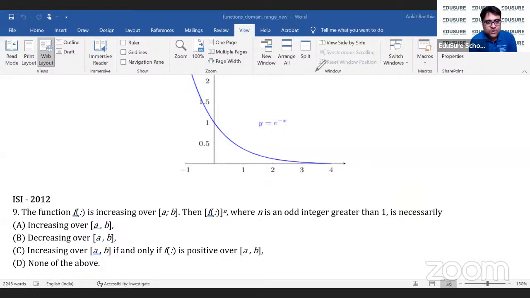So now I want you to do this one, ISI 2012 question number 9. Please put your answer in the poll. I have activated the poll. Please देखिए और आंसर करिए. इसके बाद में इनवर्स ऑफ फंक्शन में जाएंगे. Okay, do it.